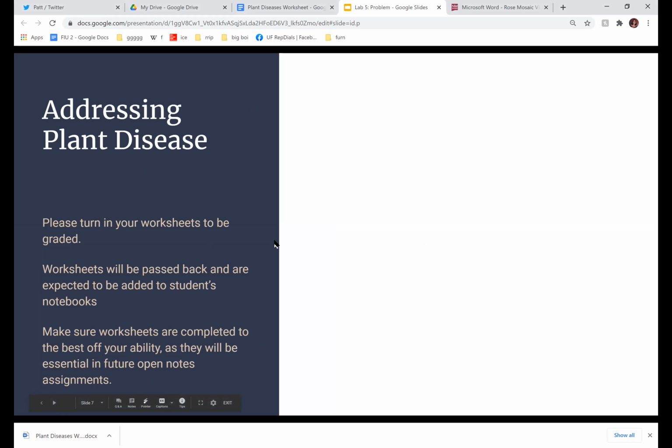So please turn in your worksheets to be graded or collected. In theory, I'd collect these worksheets and then pass them back so you can add them to your notebook and keep them. And make sure that the worksheets are completed to the best of your ability, as they will be essential in future open notes assignments. I really do hope that you're able to use what you've learned today in future assignments, which is one of our objectives. Our other objective was to be able to address these problems and have confidence in forming opinions on plant disease and how to address plant disease.